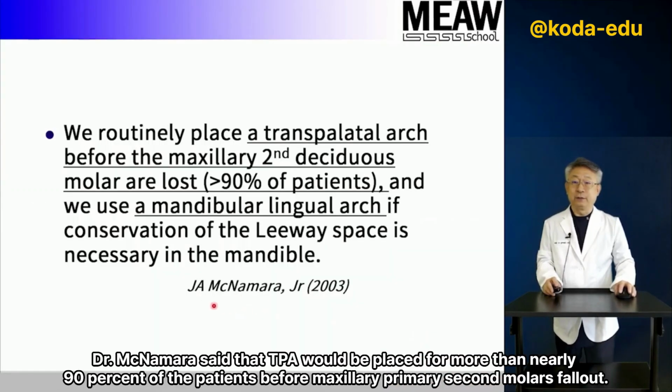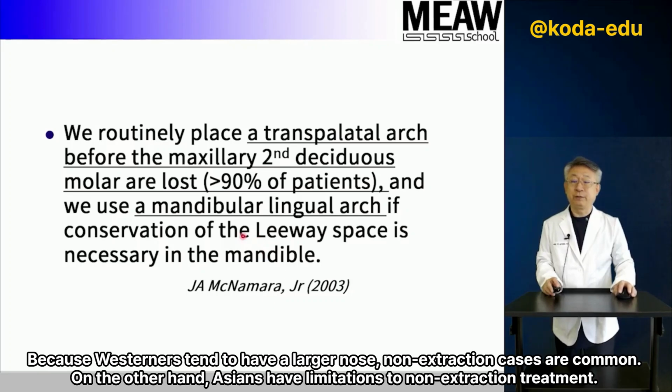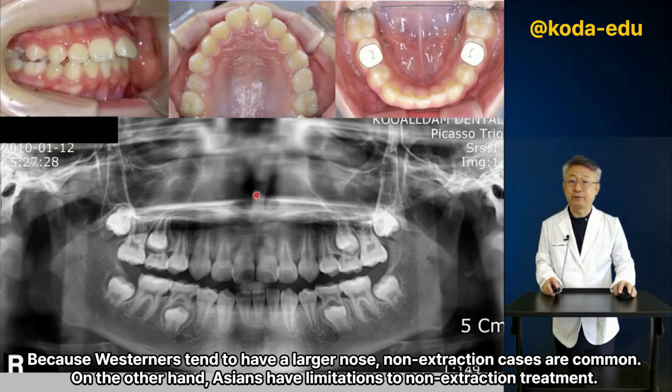Dr. McNamara said that TPA would be placed for nearly 90% of the patients before maxillary primary second molars fall out. When it is necessary to preserve leeway space in the mandible, using the lingual arch is recommended. Because Westerners tend to have a larger nose, non-extraction cases are common. On the other hand, Asians have limitations to non-extraction treatment.